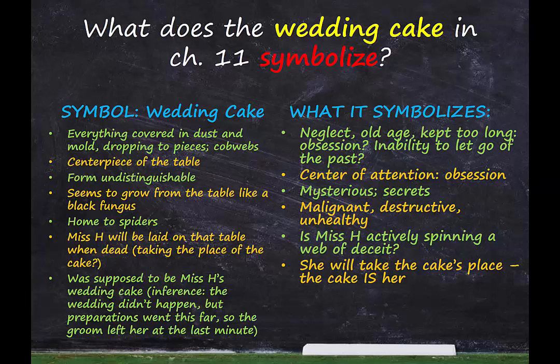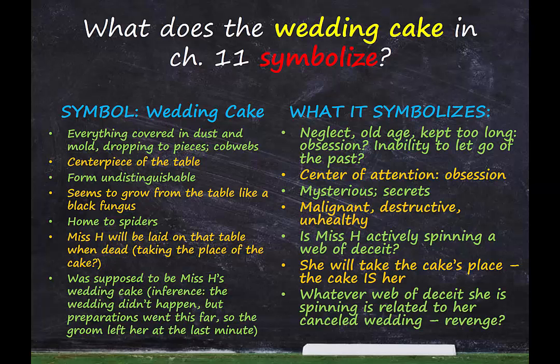And finally, this was supposed to be Miss Havisham's wedding cake. It looks like the groom might have left her at the very last minute. Whatever trap or web of deceit she's spinning is related to that canceled wedding. Perhaps she wants revenge.